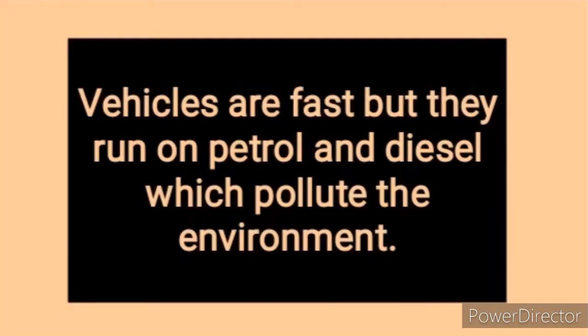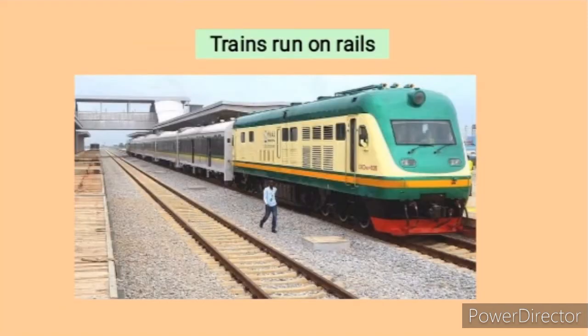Vehicles are fast, but they run on petrol and diesel, which pollute the environment. An advantage of vehicles is that they are fast, but the disadvantage is that they pollute the environment. We also have trains, which we use on land. It's just that we don't use them on the road. We construct rails on our lands that the trains can move on. So those are the new ways of moving people and goods from one place to another on land.